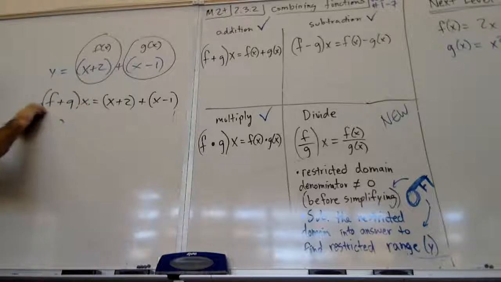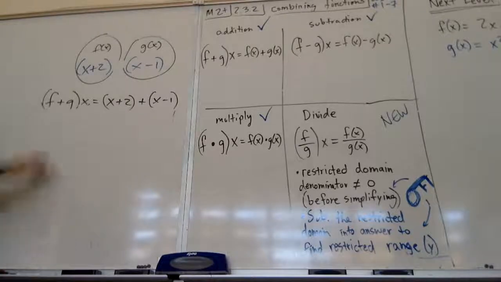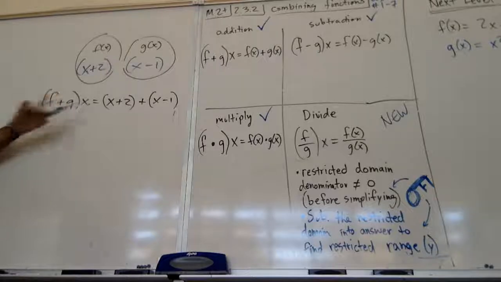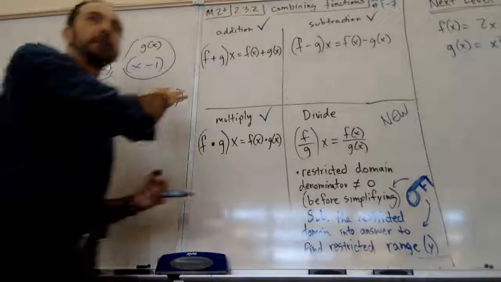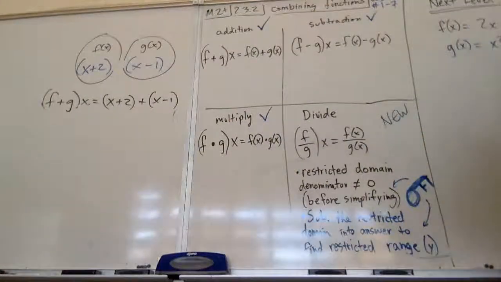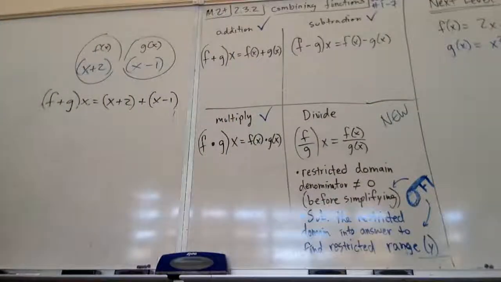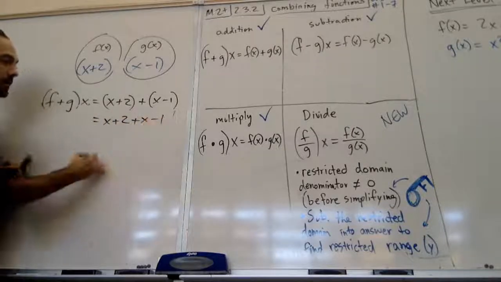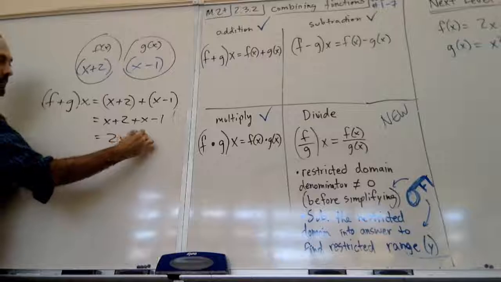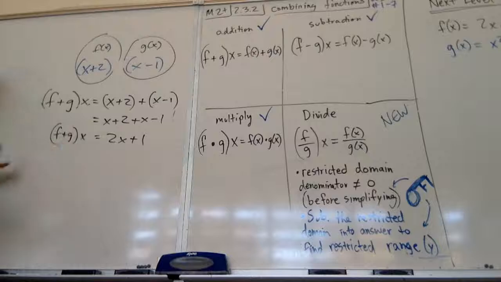If I kept these values, I'm just going to put them like this. If f of x is x plus 2 and g of x is x minus 1, then f plus g of x is x plus 2 plus x minus 1. And remember when we had the polynomials like this, what do we have to do when we add? We just have to combine like terms, right? Subtraction's different, we've got to distribute. But here, we just combine the terms to get that. That's our answer.